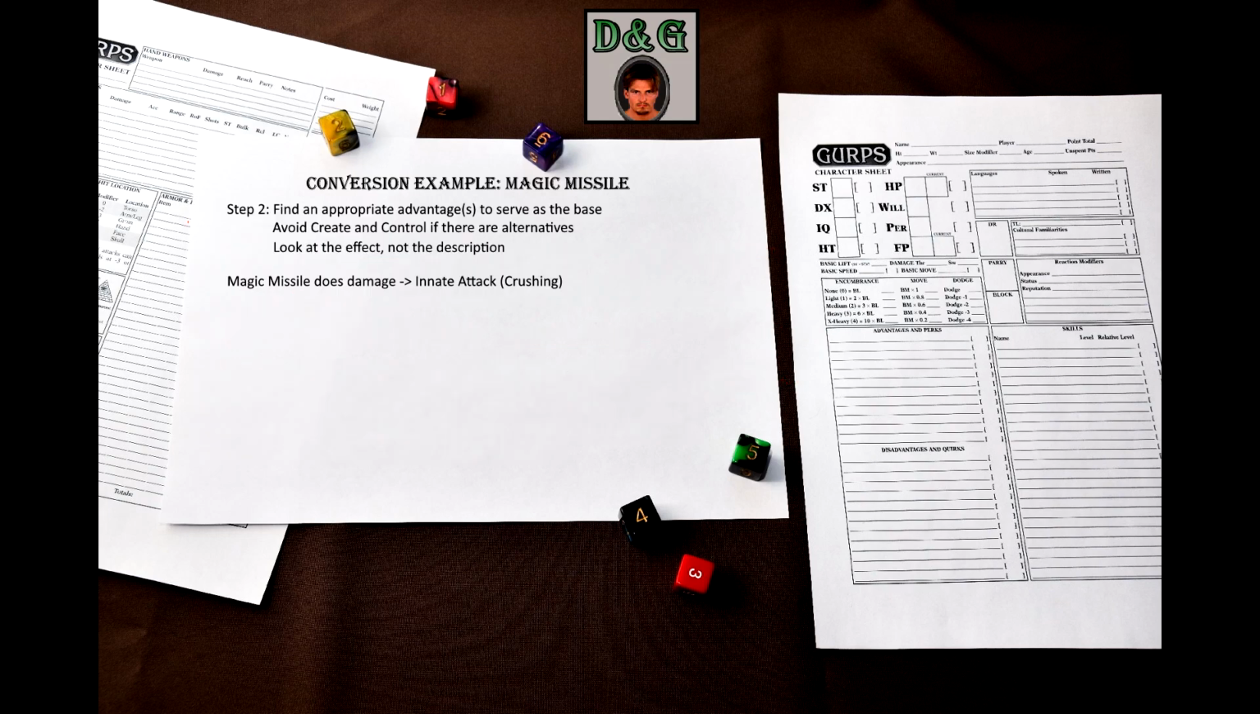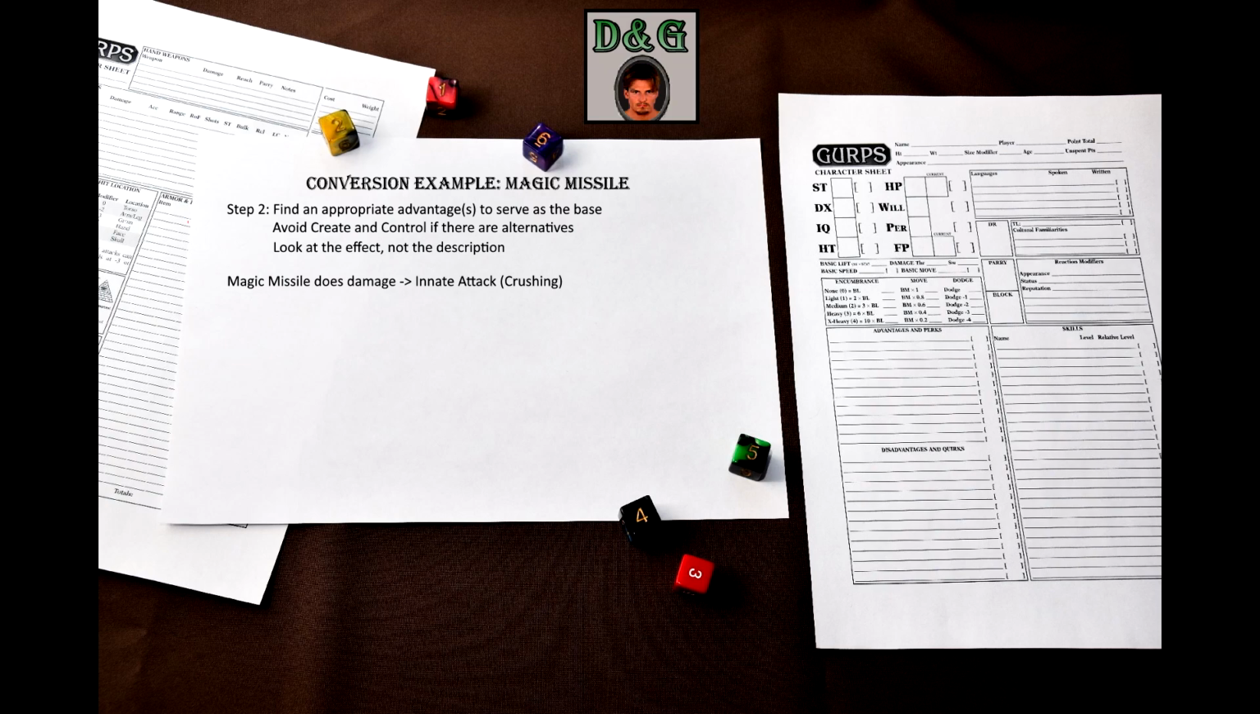Okay, step 2. Find an appropriate advantage to serve as the base. Sometimes you might need more than one advantage. Most of the advantages can be found in the GURPS Basic Set. GURPS Powers also has a few new ones, but other than that, there are barely any new advantages in other books. There are only a few that are very unlikely to be what you're looking for.